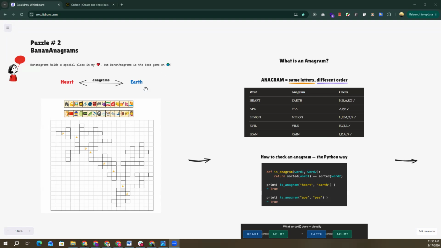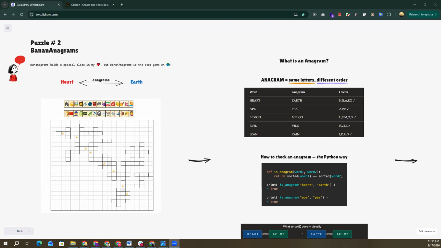Heart, earth, say those two words out loud. Heart, earth, same letters, different order, that's an anagram. The puzzle name has an extra Anna because Anna is an anagram of Anna. And the flavor text is itself showing you the mechanic. Heart and earth are anagrams of each other. So before we even look at the puzzle grid, we know exactly what this puzzle is about, anagrams.